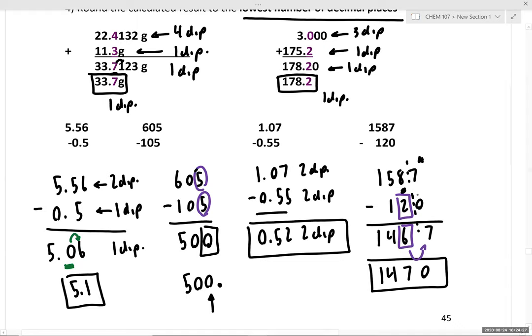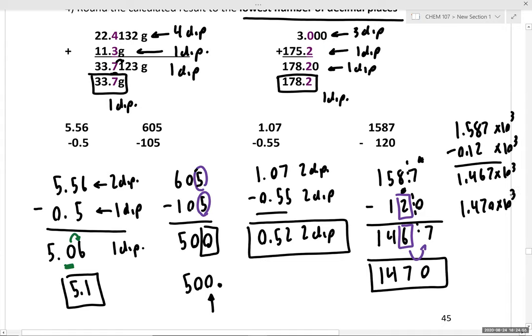To make this easier to see, we can also write this as 1.587 times 10 to the third minus 0.12 times 10 to the third, in which case we'd get 1.467 times 10 to the third, which we could round to 1.47 times 10 to the third. And I'll showcase this method in a moment if you're more comfortable with decimals.